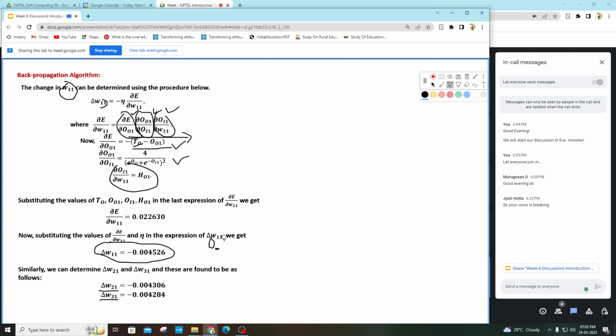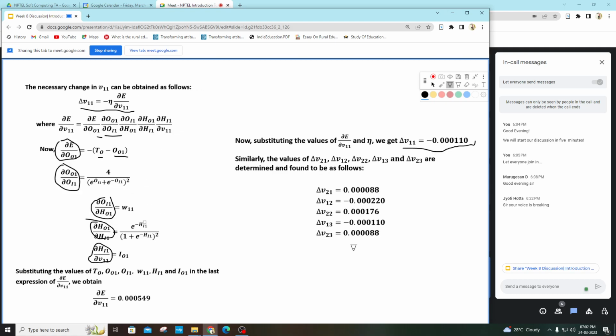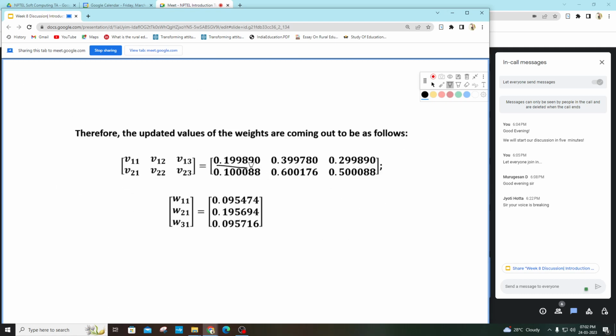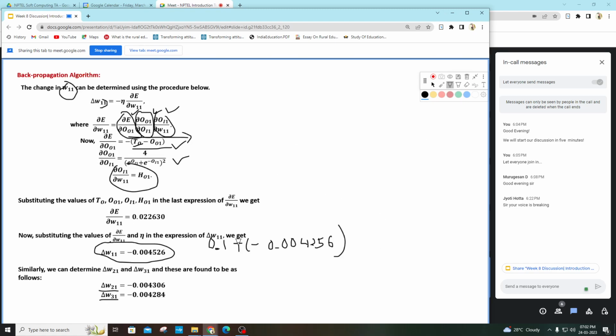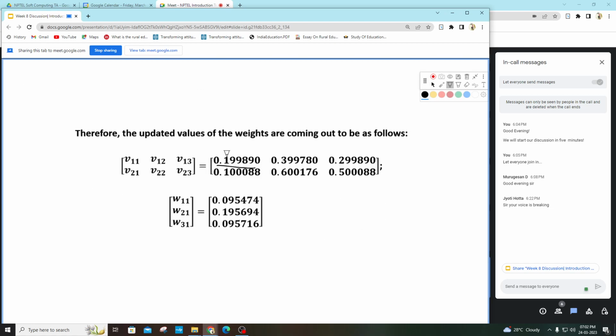So when we add 0.1 plus minus 0.004256, that will be equal to 0.095474. Okay. Similarly you can do for W21, W31.